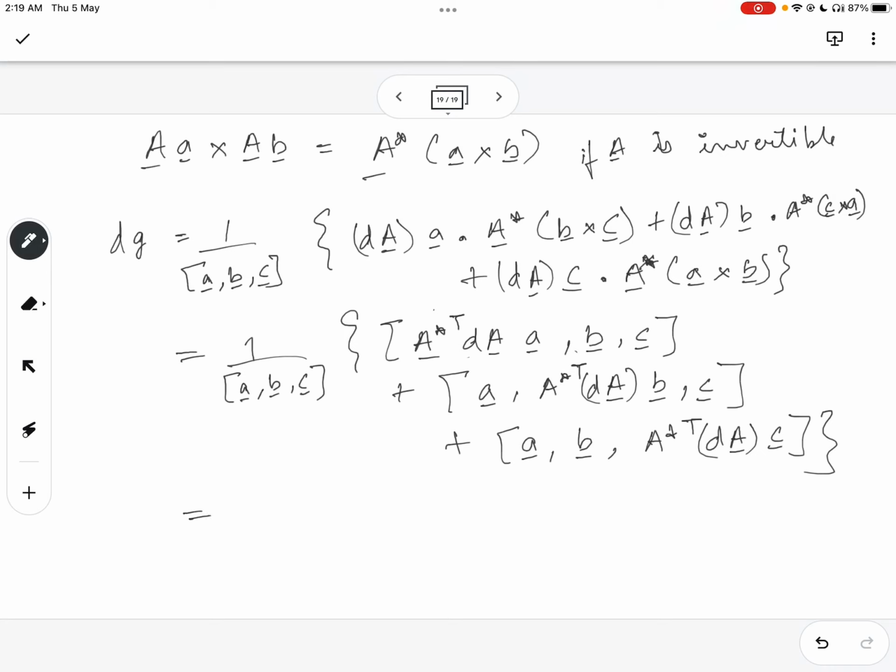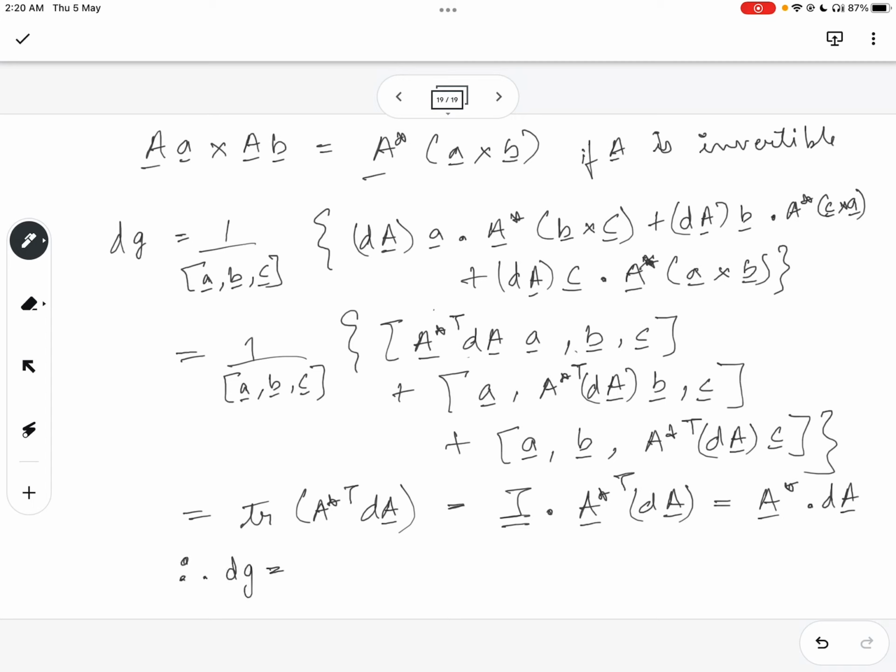This is nothing but the trace of A star transpose dA, which is I dotted with A star transpose dA, which is A star dotted with dA. Therefore, dg is equal to A star dotted with dA, and therefore the gradient of the determinant of A with respect to the tensor A is nothing but the cofactor.